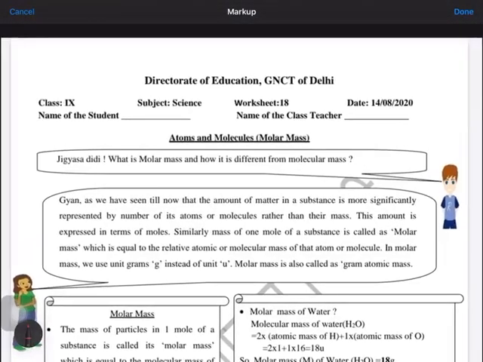Hello students, today we are going to discuss worksheet 18 for the date 14 August 2020. Now the topic of our today's worksheet is molar mass. Some part of this we have done in the last worksheet also.